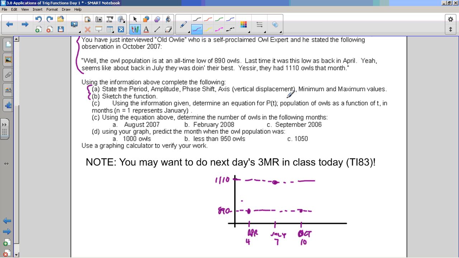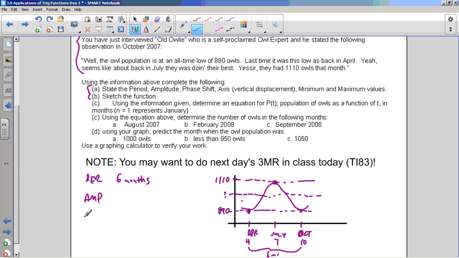And so what's the period, amplitude, phase shift, and so on? Well, let's state it. Notice that low to low was 6 months, so the period was 6 months. The amplitude, well, I don't know what the amplitude is because all I was given was the minimum and maximum, right? So the amplitude and vertical displacement, I don't know. There's the amplitude, here's the vertical displacement. How do I calculate it?